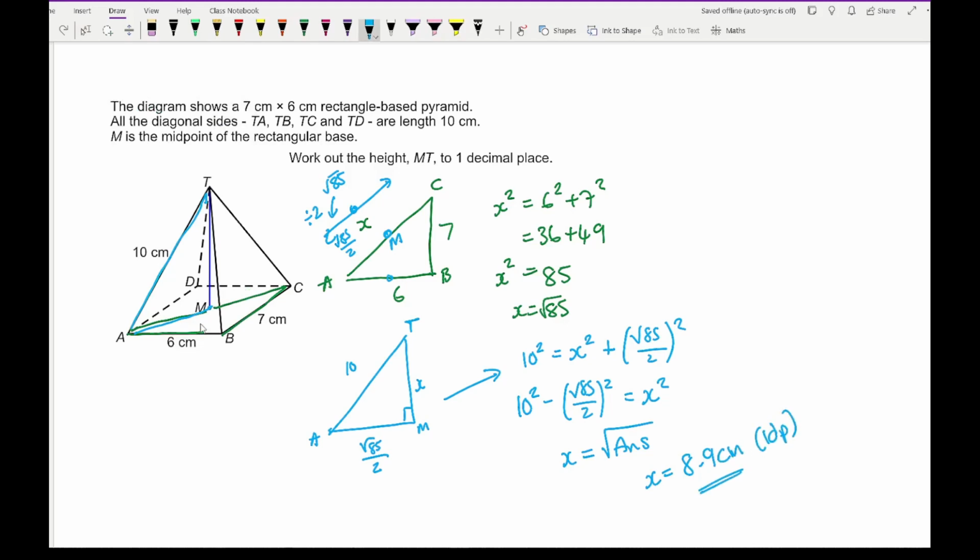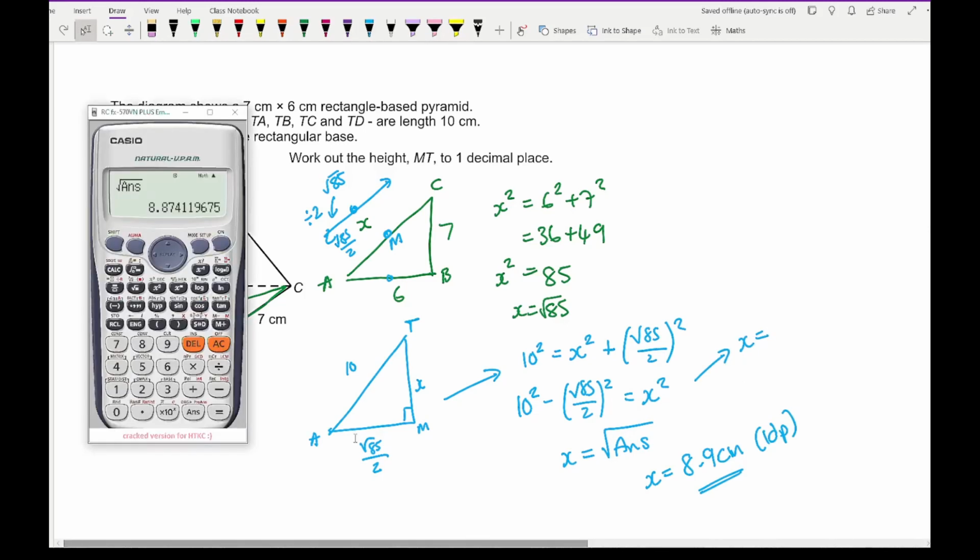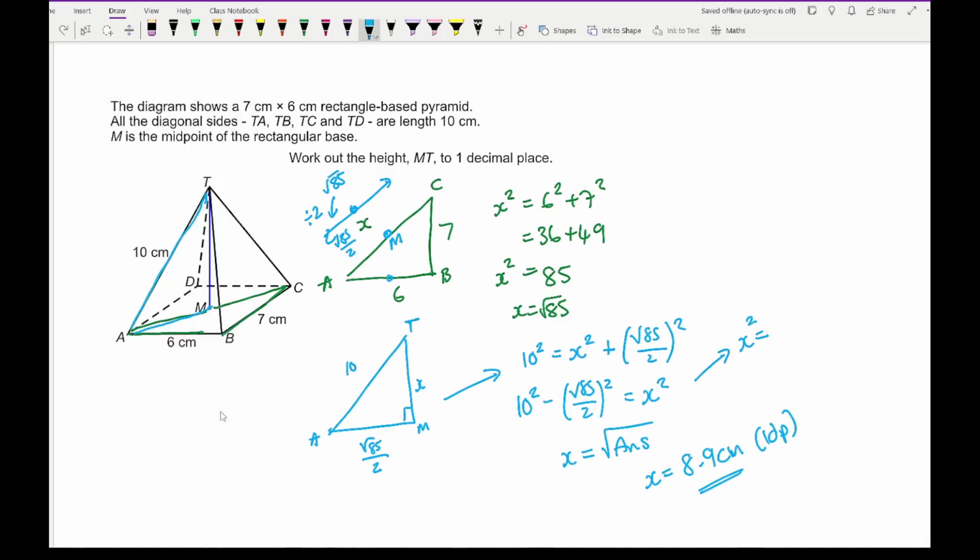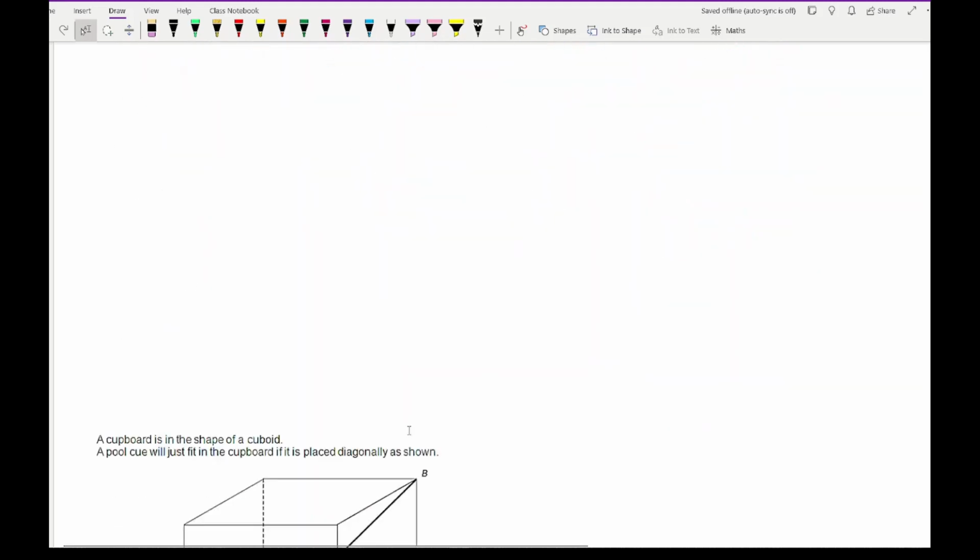Now if I wanted to, in terms of x equals, as a fraction, did it give me a fraction? Yes it did. Let me just square that so we get what x squared was. So x squared equals 315 over 4, so x equals the square root of all of that if I wanted to give it. But again, because the question is asking me to give it to 1 decimal place, this would be my final answer.